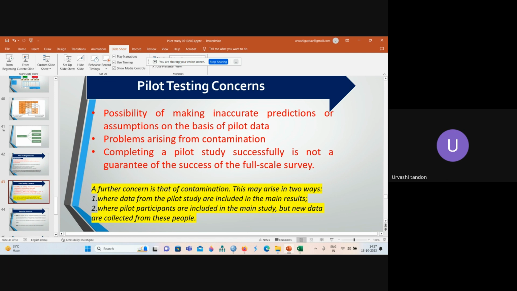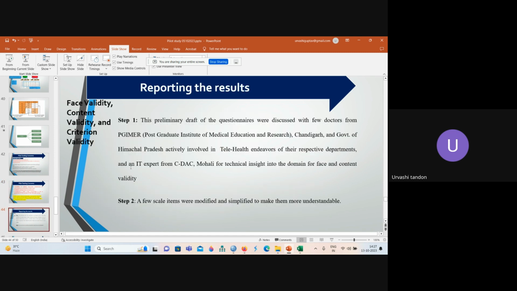Always say no, the pilot study data was not included in the final data set, because we collected a new data set for the main study. In case you have included pilot testing data, then you need to send a fresh questionnaire to the people. So don't include pilot test study data in your main results. It's going to create a much higher bias. Right?